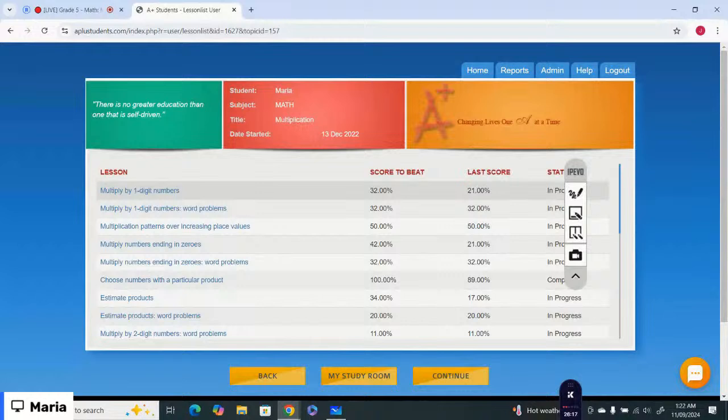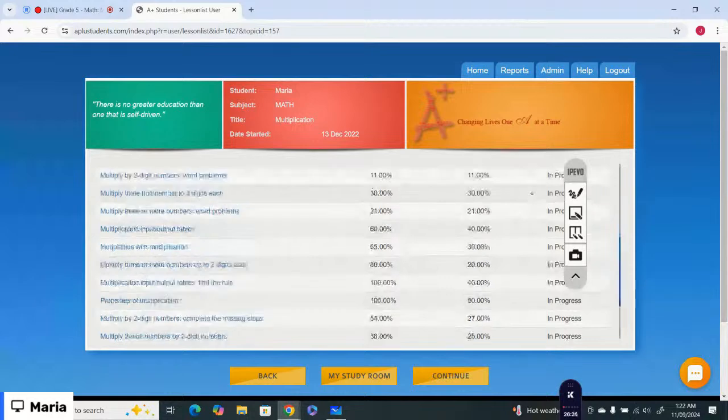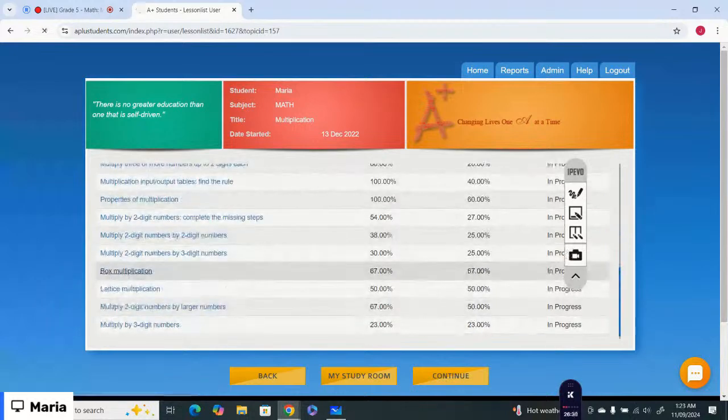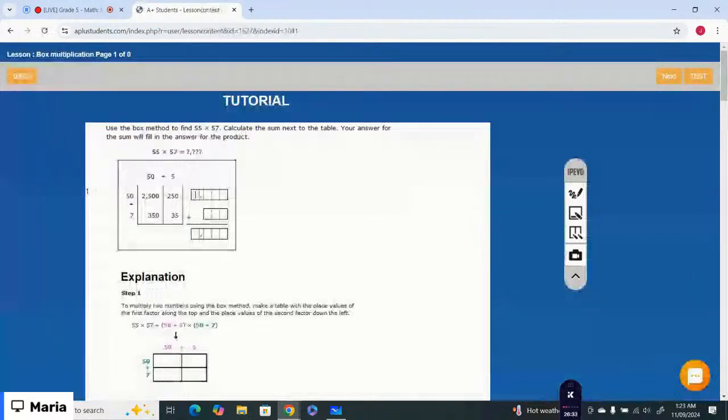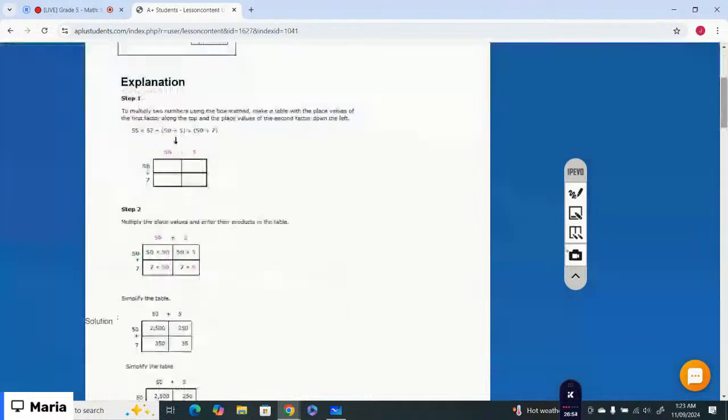Okay, the next lesson is box multiplication. So let's see, we multiply using this way, right? Use the box method to multiply 55 times 57. Complete the sum next to the table. Your answer for the sum will fill in the answer for the product. So now we are going to start with the box method.